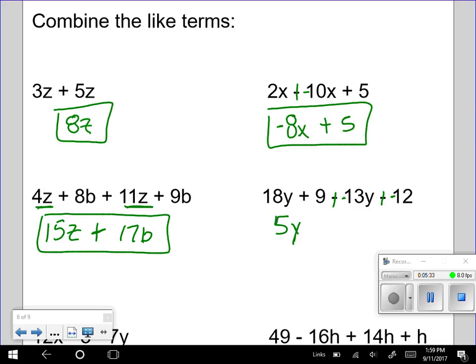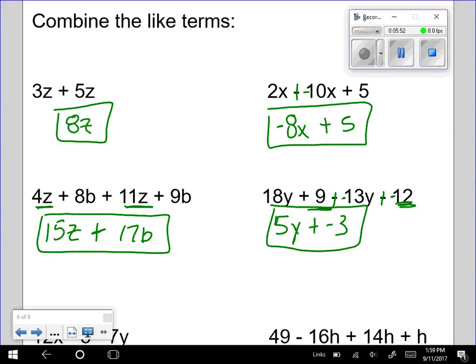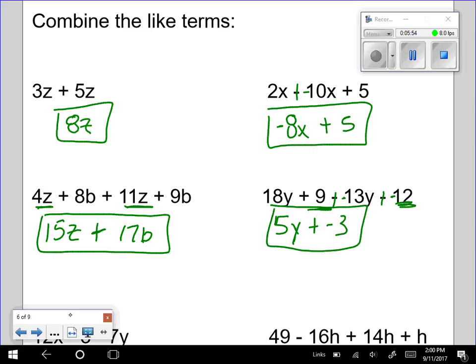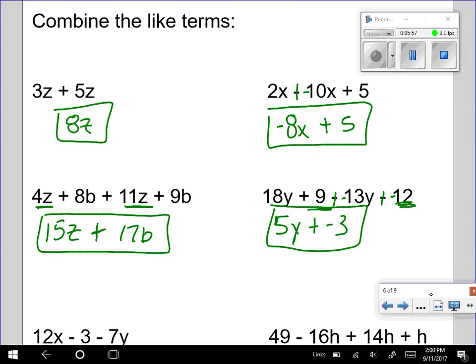positives. And then I have 9, and my constants are also like terms, so I can combine those. 9 plus negative 12 would be plus a negative 3. Can I combine 5y and 3? No, because they do not have the same variables.